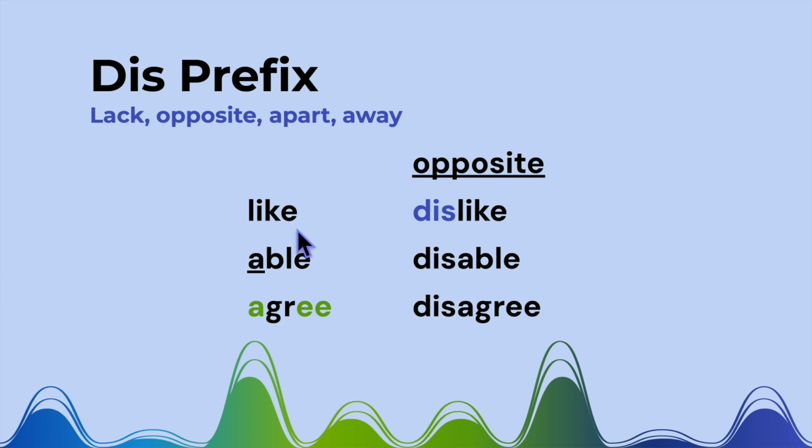So here we have like. If you don't like somebody, you dislike them. Here we have the root able, and disable means not able. Here we have the root agree. This A schwas. That's why it sounds like uh instead of a. And EE has a long E sound. Agree. If you don't agree, you disagree.